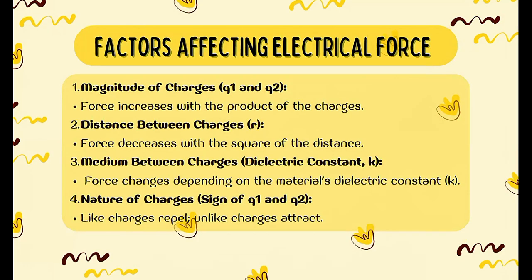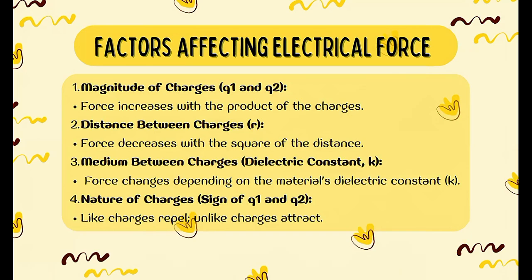Number 3, medium between charges, dielectric constant, or the K. The force depends on the material between the charges through its dielectric constant, which modifies the permittivity in the force equation. In a vacuum, K equals 1, but in other materials, K is greater than 1. Its effect, a higher dielectric constant, reduces the force between charges. For instance, placing charges in water, which has a high dielectric constant, decreases the force compared to the same charges in air.